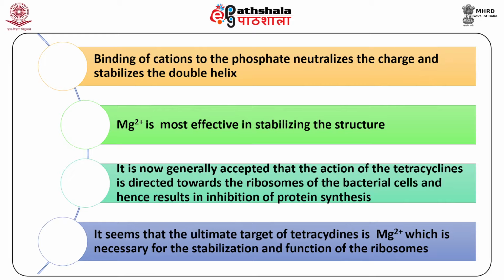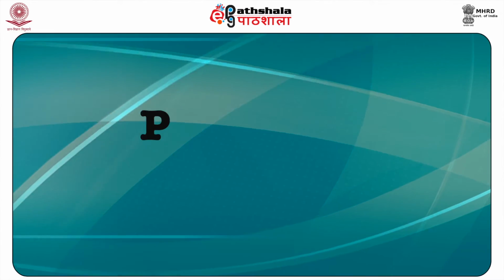It is now generally accepted that the action of tetracyclines is directed towards the ribosome of bacterial cells and hence results in inhibition of protein synthesis. It seems that the ultimate target of tetracyclines is magnesium ion, which is necessary for the stabilization and function of ribosomes. Platinum.